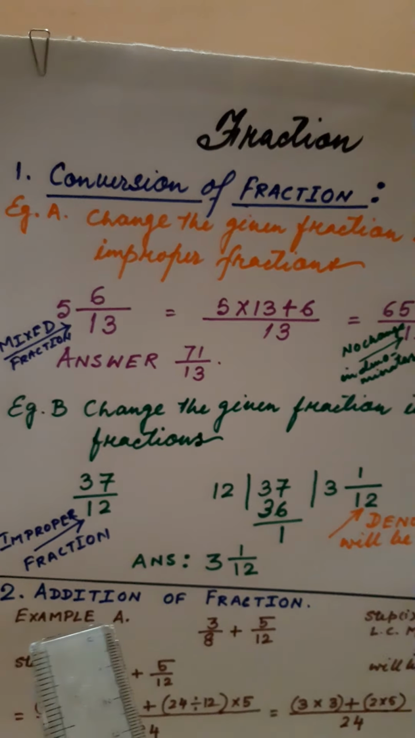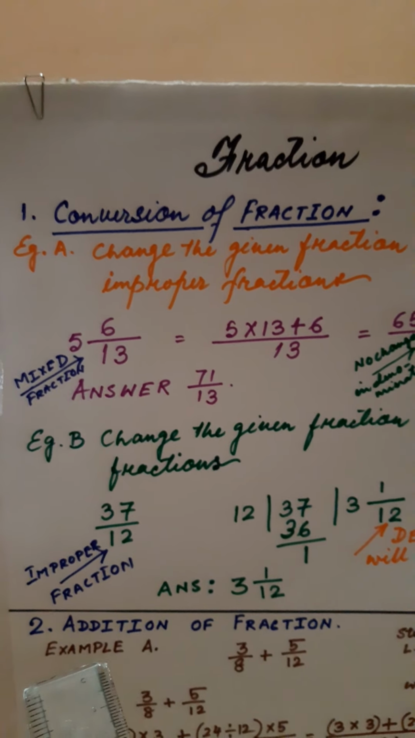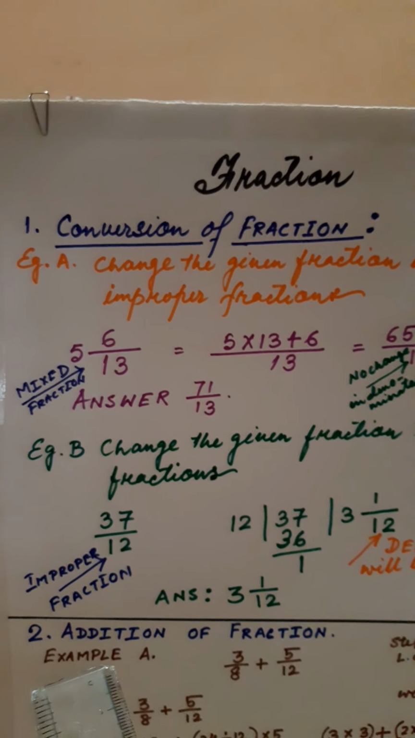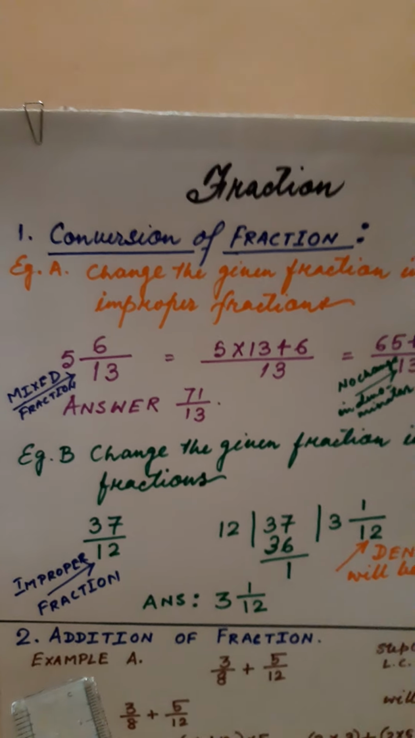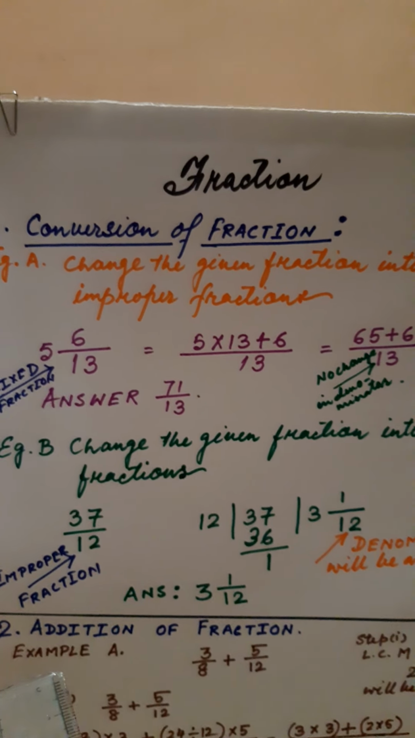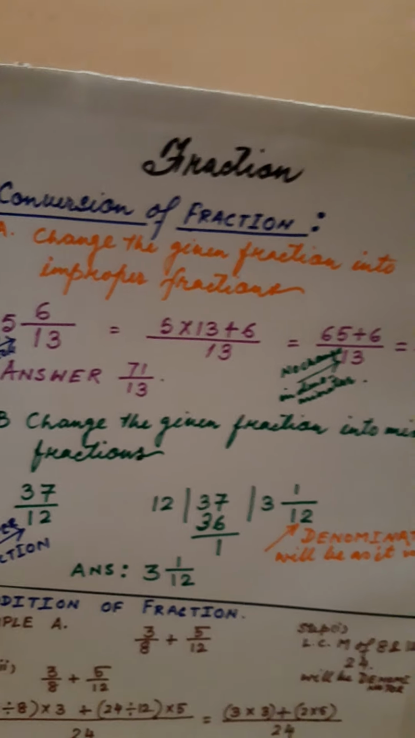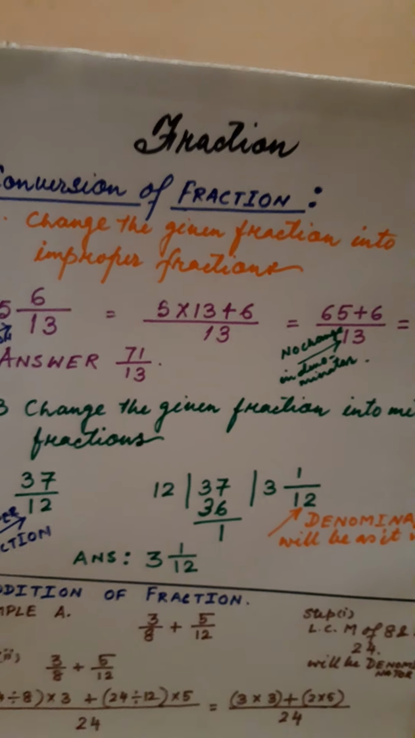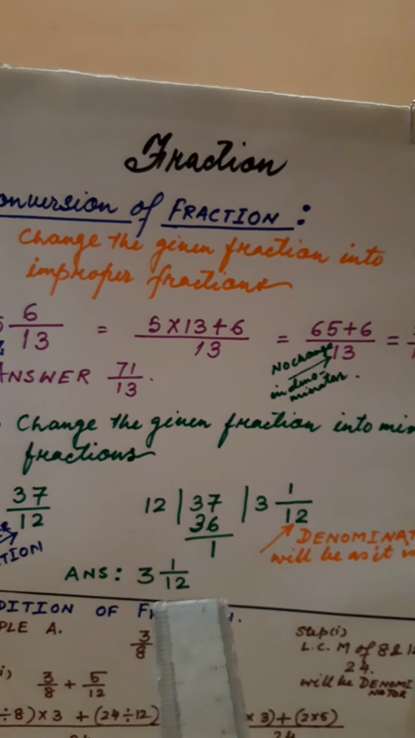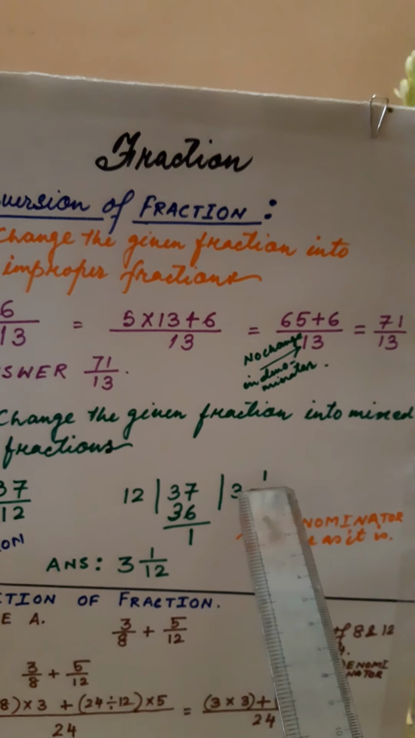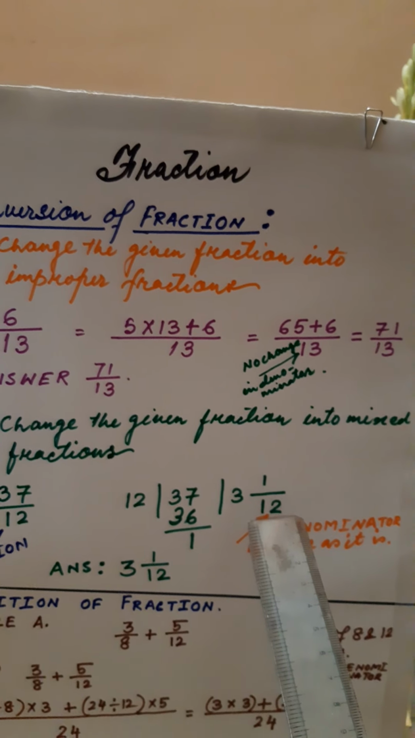Look at the second sum, 37 by 12. Now 37 by 12, it is an improper fraction. Why? Because 37, the numerator, is bigger than the denominator. So what do we have to do? We have to divide the numerator by the denominator. 12 threes are 36 and the remainder is 1. This remainder will be the numerator, and the denominator is as it is, no change.